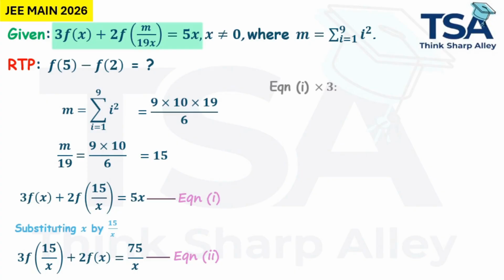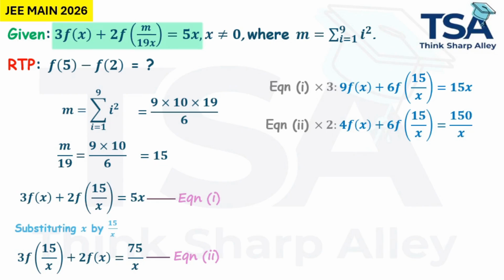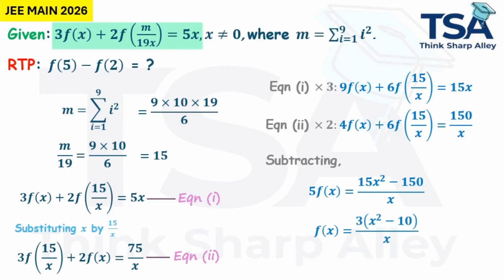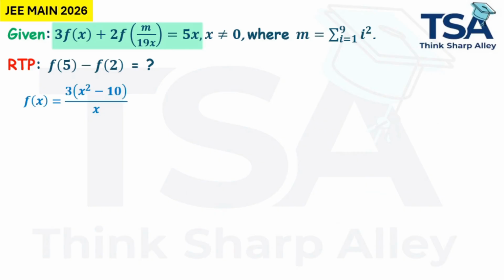So equation 1 we need to multiply by 3 and we get this. And equation 2 we need to multiply by 2 to get this. And on subtracting we get 9 minus 4, which is 5 f(x). These two terms get cancelled and 15x minus 150 by x, taking common denominator, we have 15x square minus 150 over x. From the numerator we can take 15 common and dividing the entire equation by 5, we have this. Now that we have got the function, we can easily evaluate the value of f(5) and f(2).